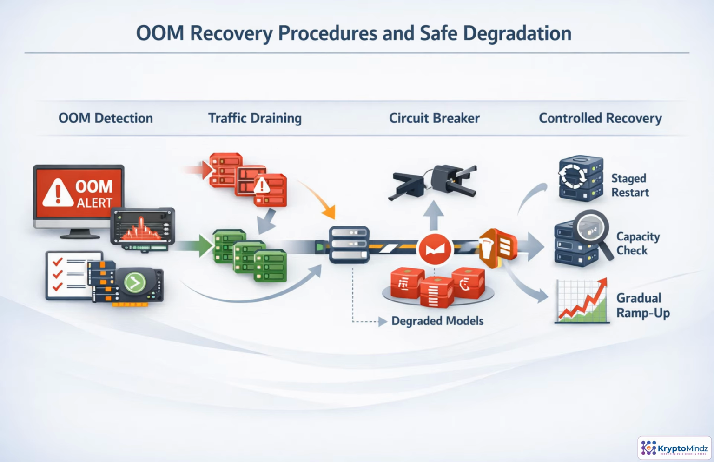Even strong prevention will not eliminate every out-of-memory event, so recovery must be automated and conservative. Start by detecting the failure through health checks, server errors, GPU memory metrics, or rising request failures. Then mark the pod unhealthy and drain traffic before restarting it, so users are not routed into a crashing instance. If a model pool is degraded, open a circuit breaker and route to fallback capacity or simpler models. After restart, warm the model, verify capacity, and rejoin gradually. The goal is controlled degradation, not cascading failure.